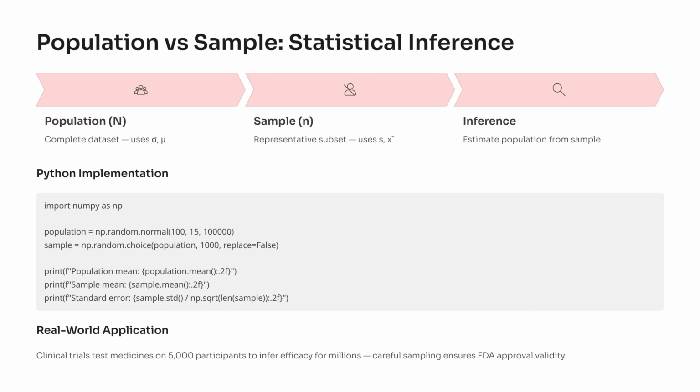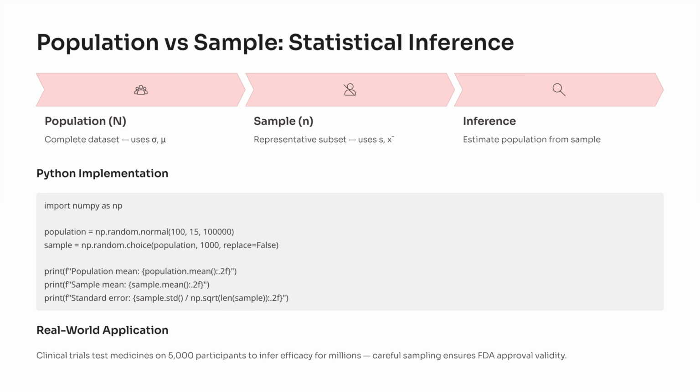Using the NumPy library, we can simulate both the population and a sample. We start by generating a large dataset using NumPy's random normal function. For example, 100,000 data points centered around a mean of 100 with a spread of 15. This simulates our population. Then, we draw a smaller subset using NumPy's random choice function, say 1,000 observations, to represent the sample. Once we have both, we compute summary statistics.